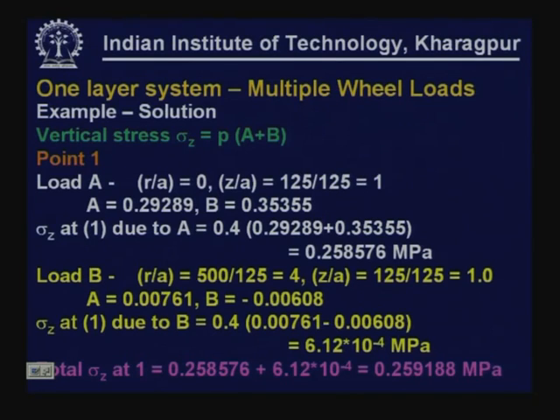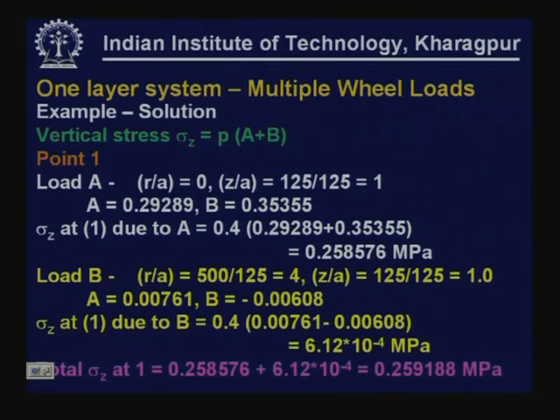For point 1, due to load A, r by a is 0, z by a is 125 by 125, that is equal to 1. These are the coefficients that I have selected from the tables for r by a equal to 0, z by a equal to 1. So, sigma z at 1 due to A is 0.258576 MPa.